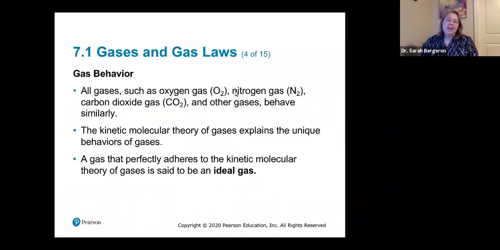All right, so gases all behave kind of the same. No matter what they're composed of, they have very, very similar behavior. Not exactly the same, but very similar. And so we use one unified theory to explain how gases behave. Even though all gases aren't exactly the same, they apply to this theory, the kinetic molecular theory. And the closer a gas's properties are to the kinetic molecular theory, the more we call it an ideal gas. So the more it conforms to the rules, the more ideal it is.